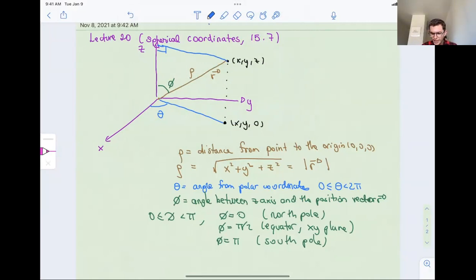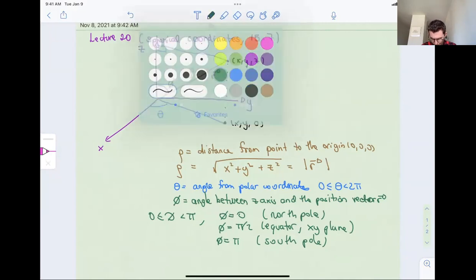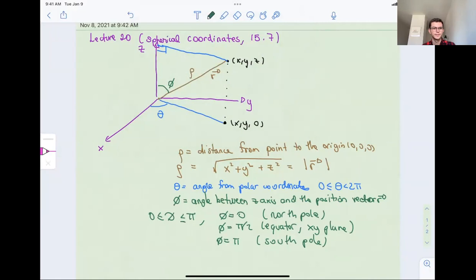Sorry, in this case you can include pi, correct? Yeah, good point. Good, thanks. Oh, good, perfect.